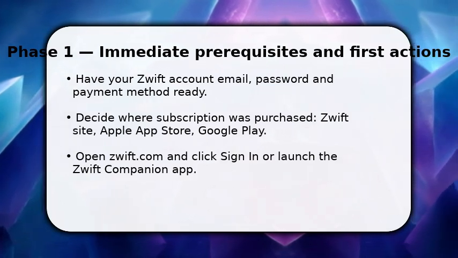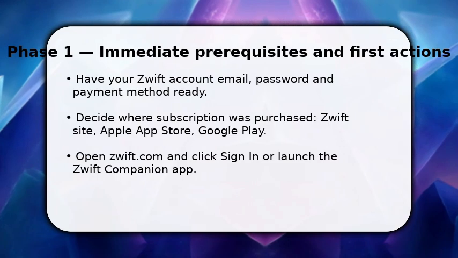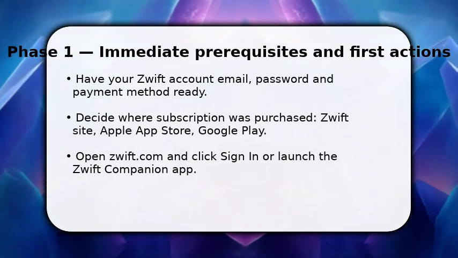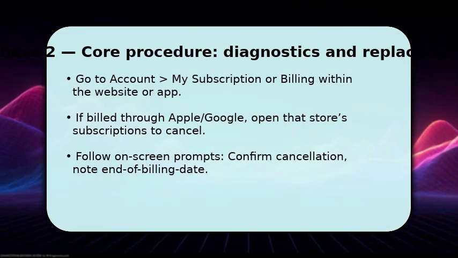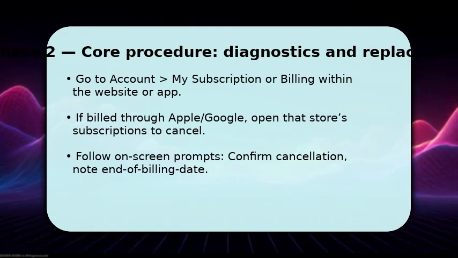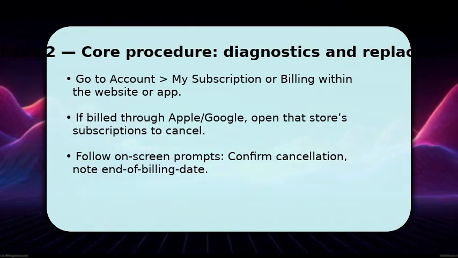Now move straight to Account or My Subscription so you can see active plans and the cancel control. Once on your account page, find My Subscription or Billing and open it. This is where active plans are listed.